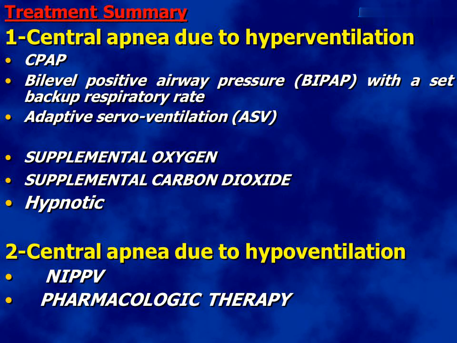Treatment summary. 1. Central apnea due to hyperventilation: CPAP. Bilevel positive airway pressure, BiPAP, with a set backup respiratory rate. Adaptive servo ventilation, ASV. Supplemental oxygen. Supplemental carbon dioxide. Hypnotic. 2. Central apnea due to hypoventilation: NIPPV. Pharmacologic therapy.